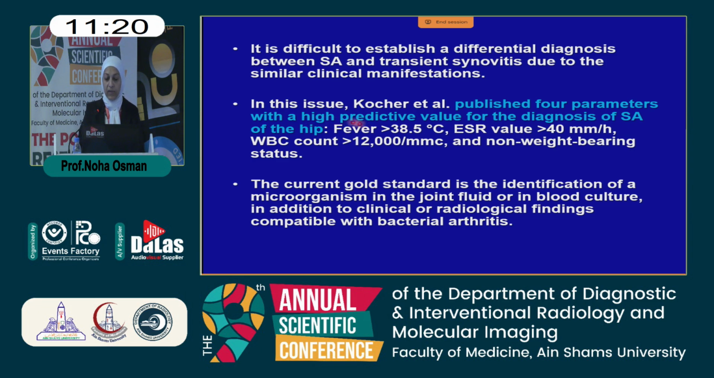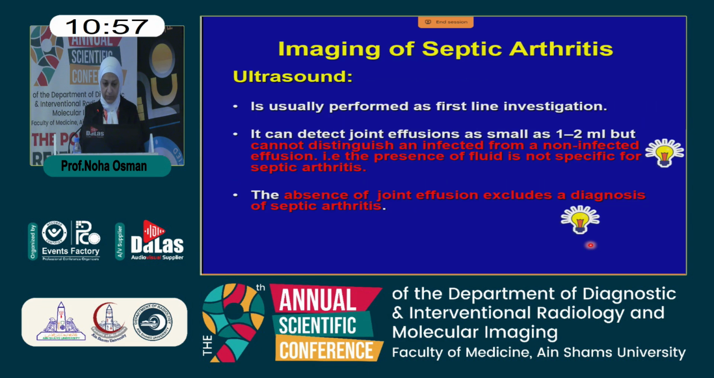They relied on fever more than 38.5 degrees, ESR more than 40, WBC count more than 12,000, and in this case, non-weight-bearing status. So the current gold standard is the identification of a microorganism in the joint fluid or in blood culture, in addition to the clinical and radiological findings which are compatible with bacterial arthritis.